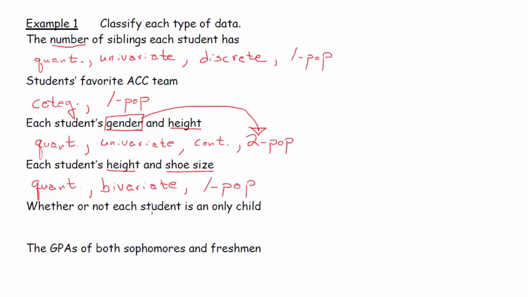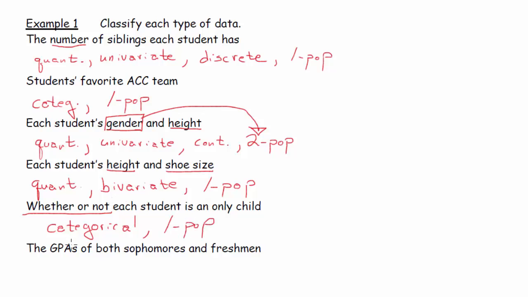So, whether or not a student is an only child. This is going to be categorical data because my answer is going to be yes or no, not 1, 2, 3, 8, 12, 6.5. So this is categorical data. And again, if I'm categorical, I only need to worry about one population versus two, and we're putting students all together, so this is going to be one population.